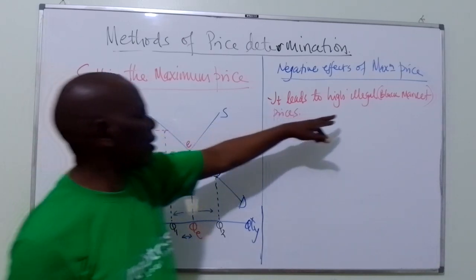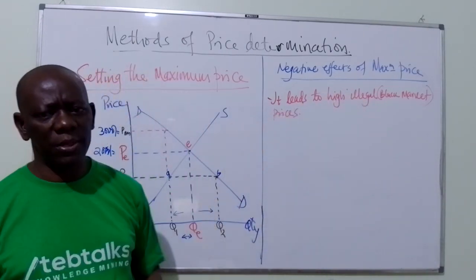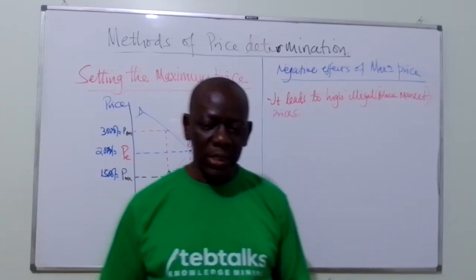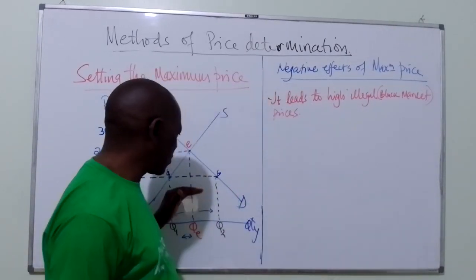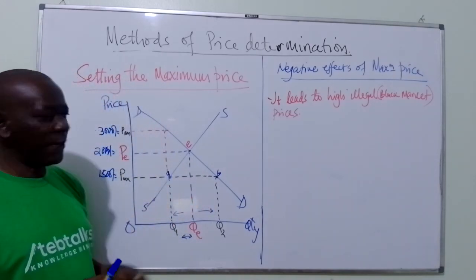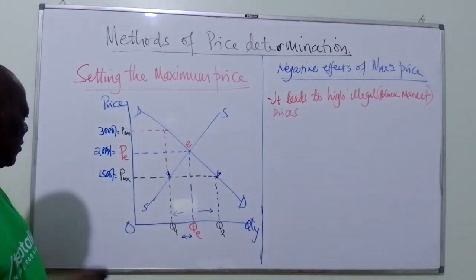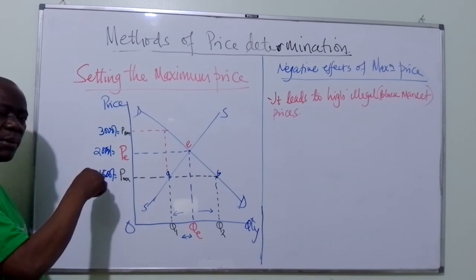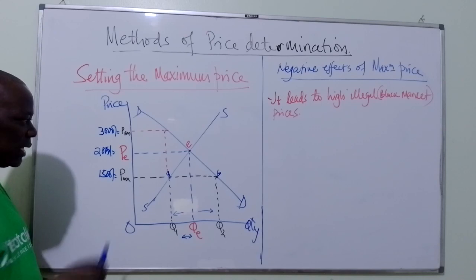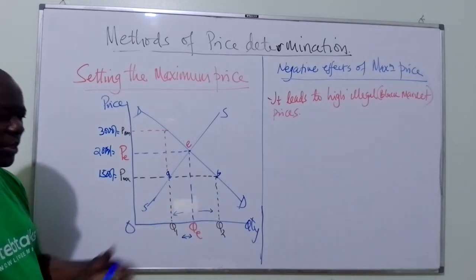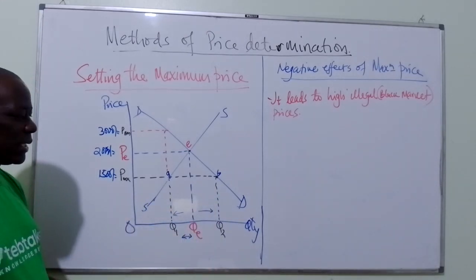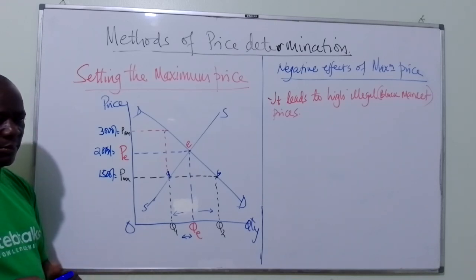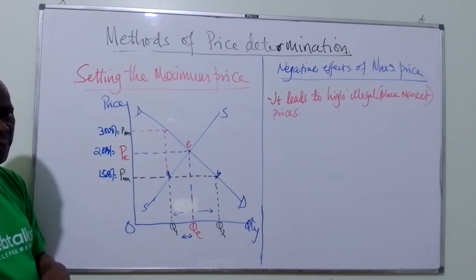So it leads to high illegal or black market prices. That's what you have to know. That once you set the price, government must know what is going to happen. And we have illustrated it here. It was 2,000 equilibrium price. Government set maximum price at 1,500. Everybody rushed to buy the sugar, but the sugar disappeared from the market. They hid the sugar and they started selling it quietly in what we call black market.